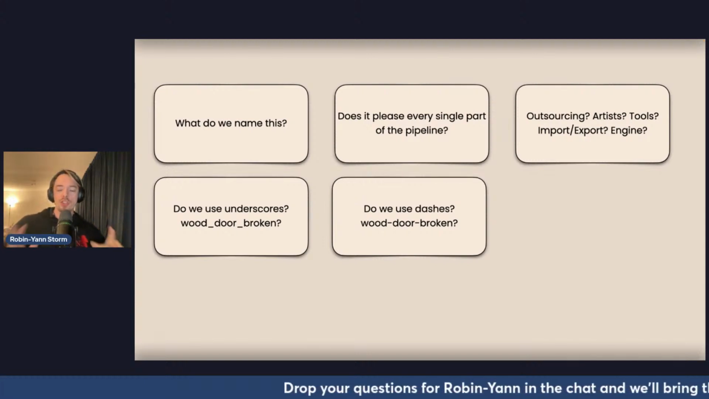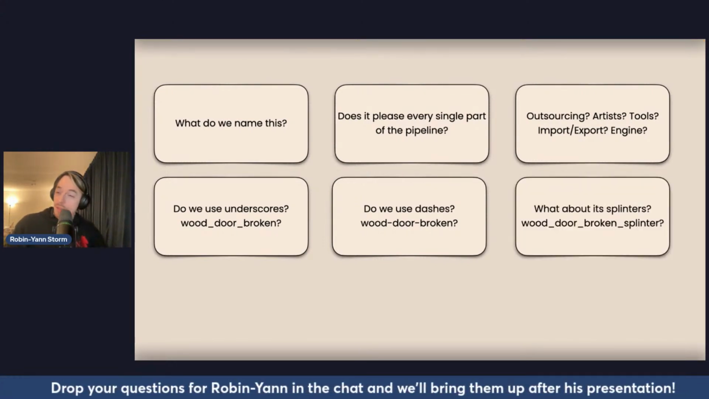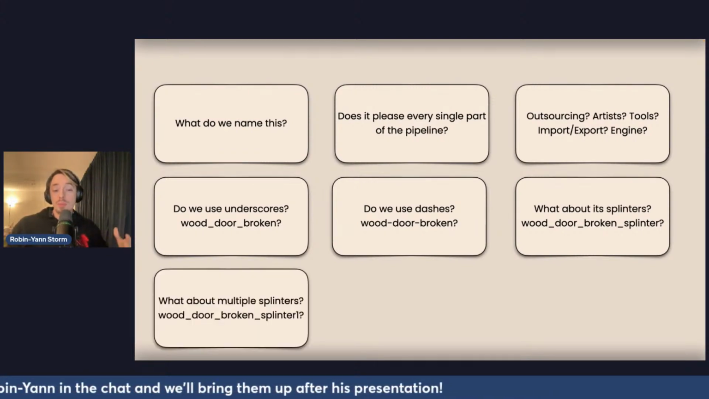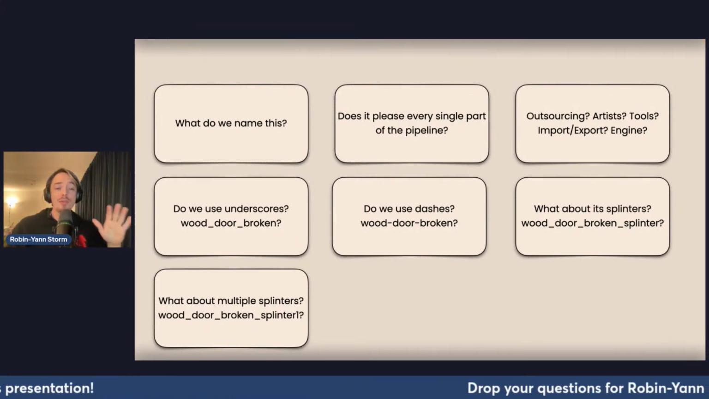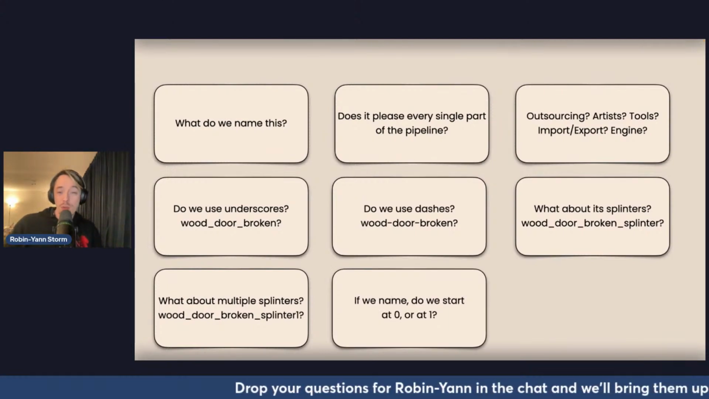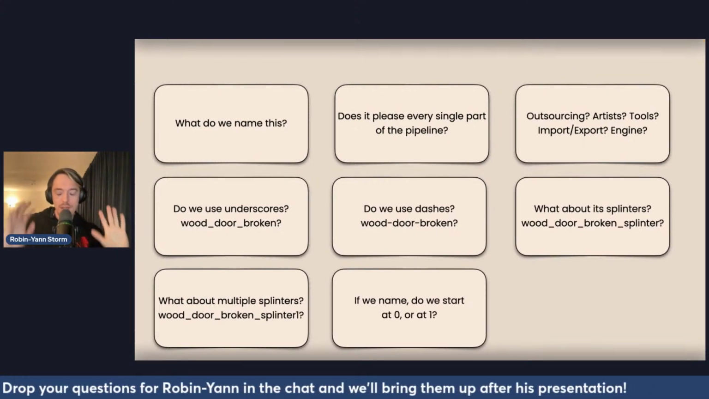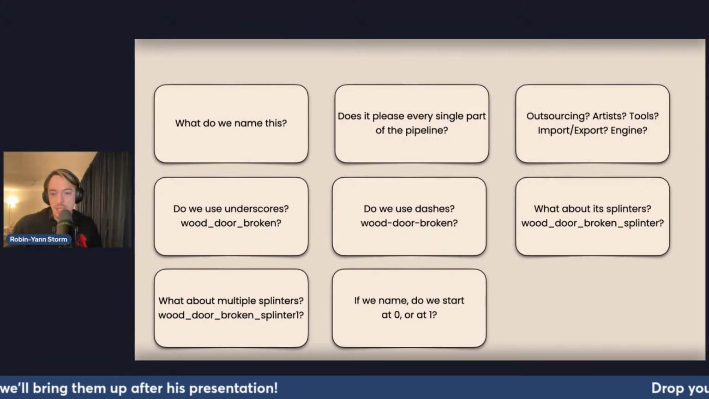But what about if that door splinters and we have a bunch of splinters? Is it now wood door broken splinter? Do we attach that to that asset? What about multiple splinters? Does it now become wood door broken splinter 1? Do we start numbering things? But if we name them with numbers, do we start at 0 or do we start at 1? You can talk for hours and hours and hours about this question, whether it's 0 or 1. I've seen it happen. Don't do that, right? It shouldn't even be a conversation.